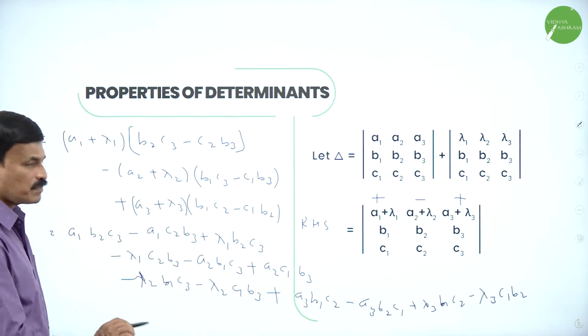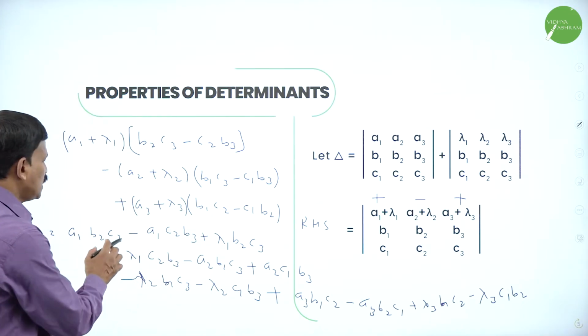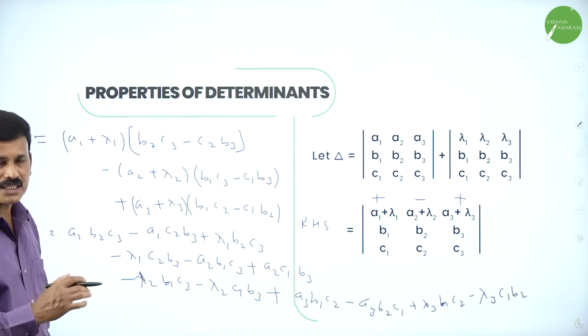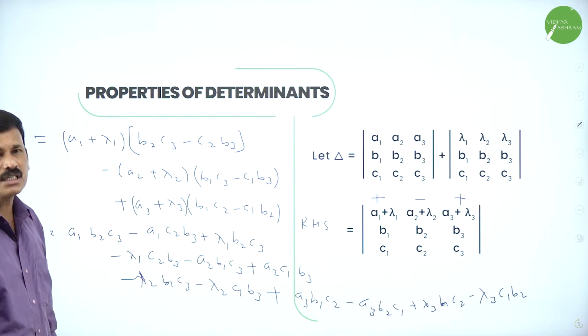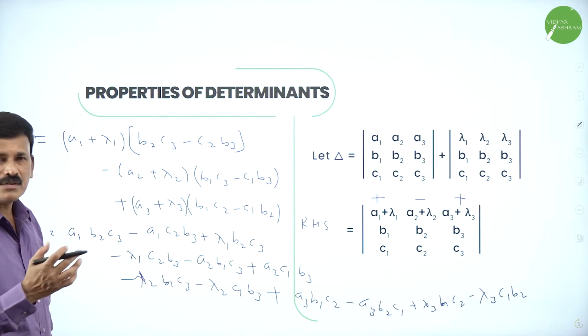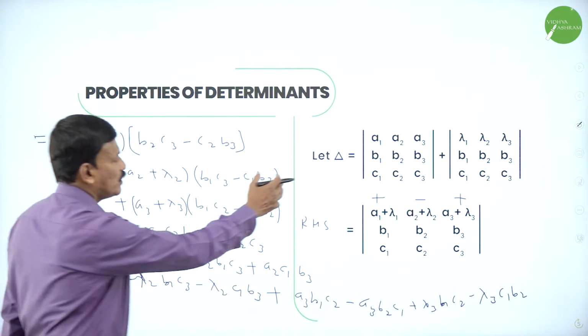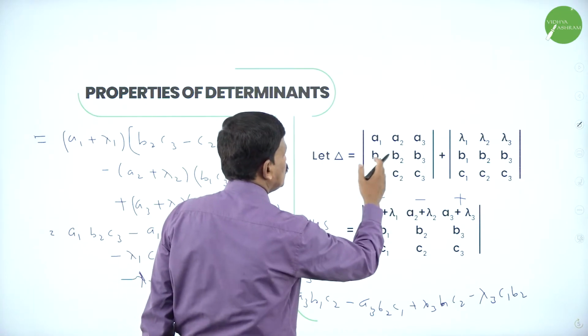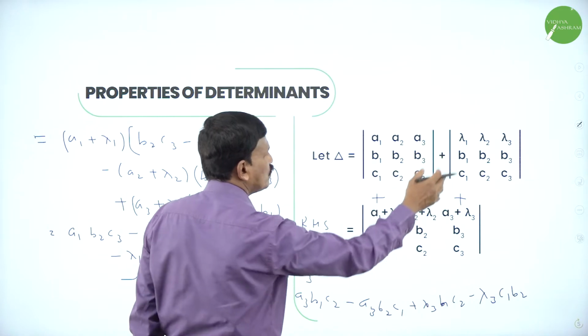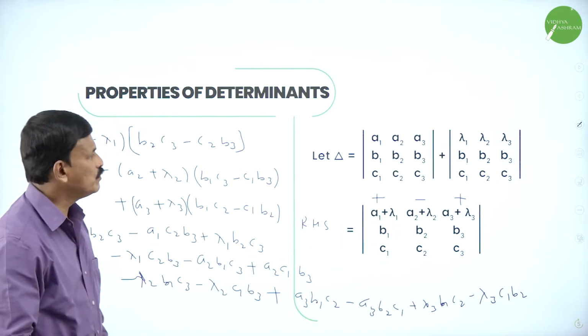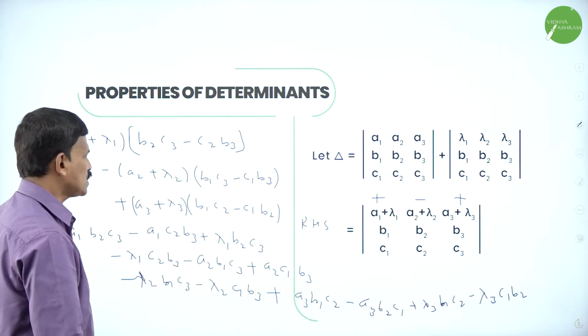So if we expand like this and take all the elements, just equate the terms which contain lambda on one side and the remaining terms on the other side, you can verify that it is found to be of the form A1, A2, A3, B1, B2, B3, C1, C2, C3, and lambda 1, lambda 2, lambda 3, and B1, B2, B3, C1. So let me check this.